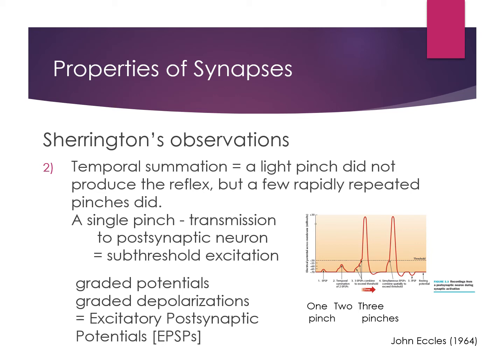in 1964, John Eccles performed the measurements, and we can see that with one pinch, you can see in the change in voltage, we see a small change in voltage. Then we get the second very rapidly after that first one. We see more change. And if we get 3 pinches, 3 in a row really quickly, that we reach at that point the threshold of excitation, and that's where we see the action potential.